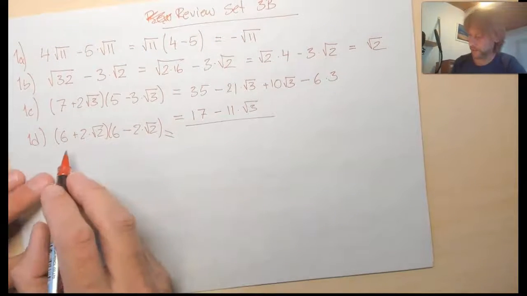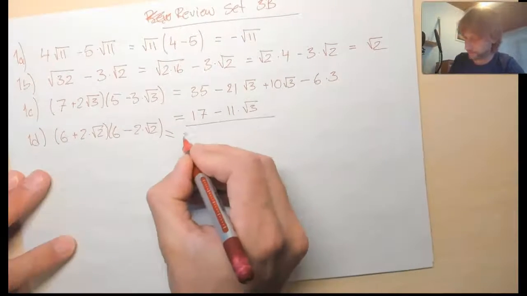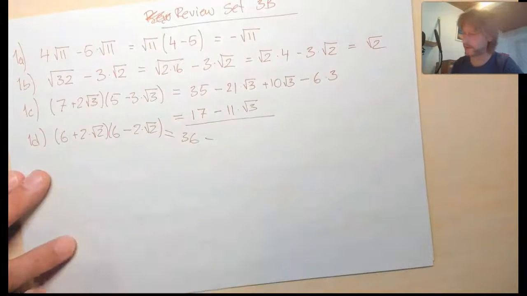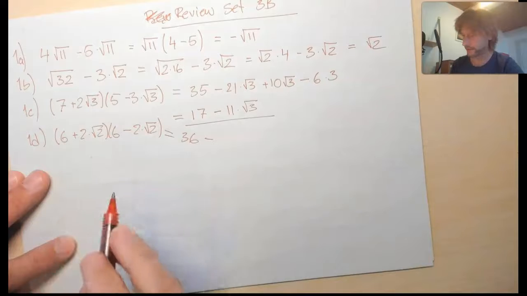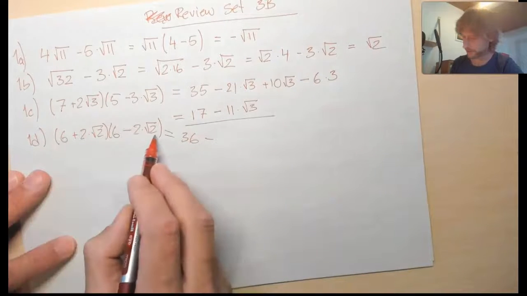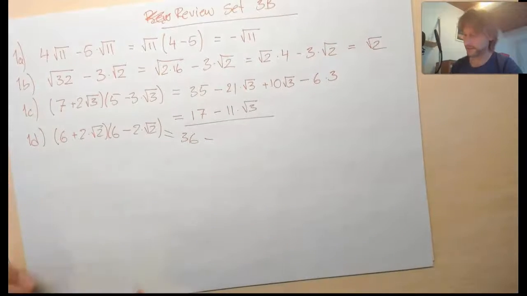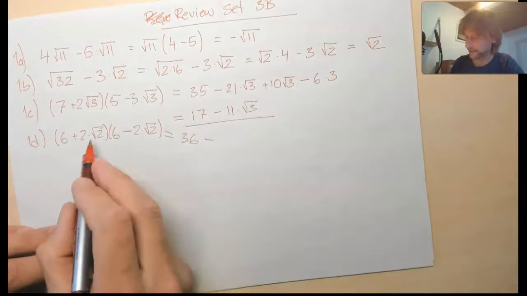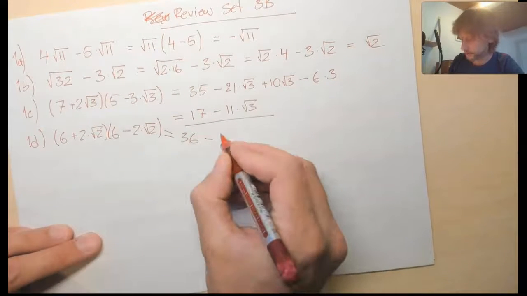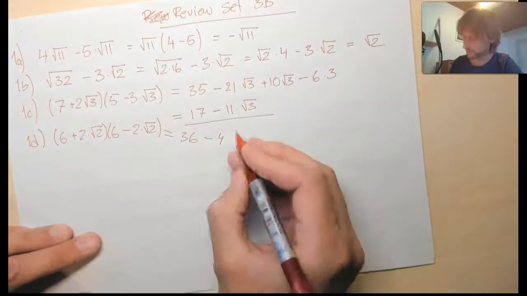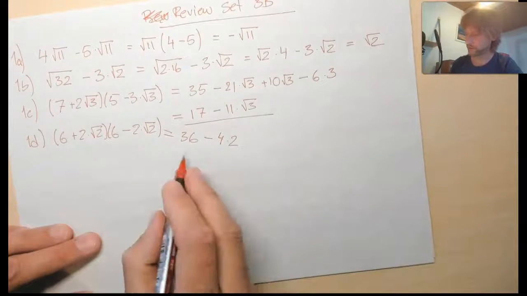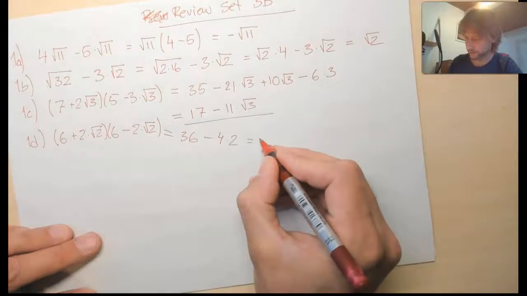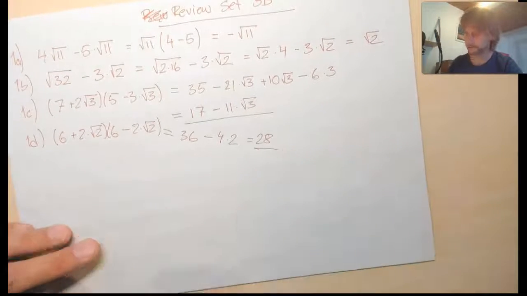For this we have a rule that says I can just do the square of the first term, that's 36, and then subtract the square of the second term, because the cross products, this times this and this times this, they're going to cancel out because they're going to be added and subtracted, so no need to worry about that. This term squared is 2 squared, that's 4, times the square root of 2 squared, that's 2. So altogether 36 minus 8, which is 28.